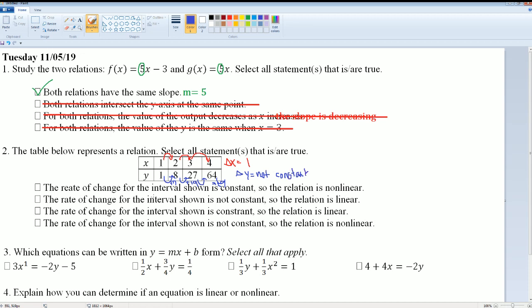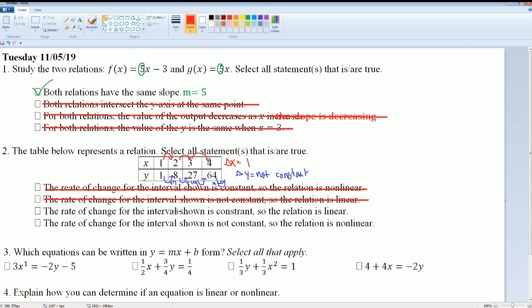So the rate of change for the interval is constant? Nope, that is a false statement. The rate of change is not constant. Look, it says not constant here. The rate of change for the interval shown is not constant. That is true. So the relationship is linear? That is wrong, that's the wrong conclusion.